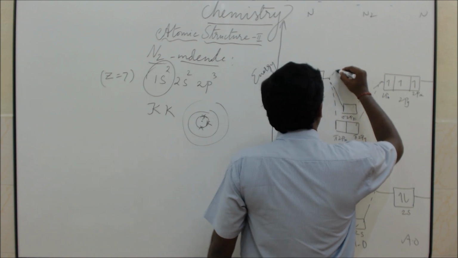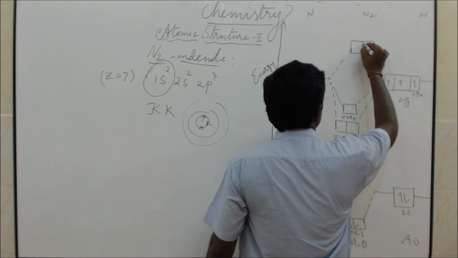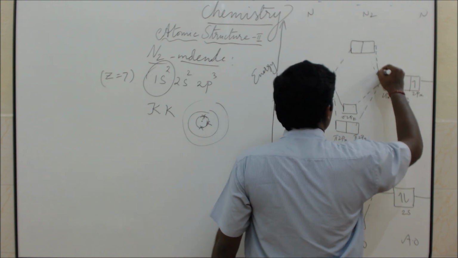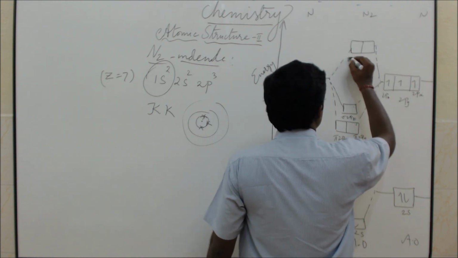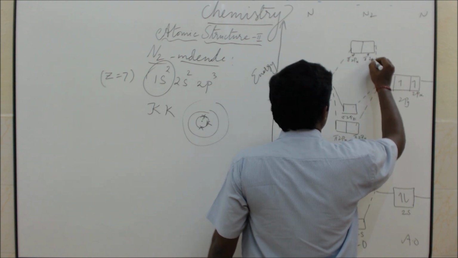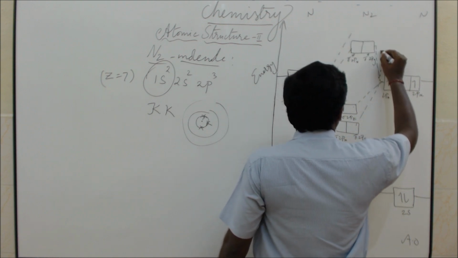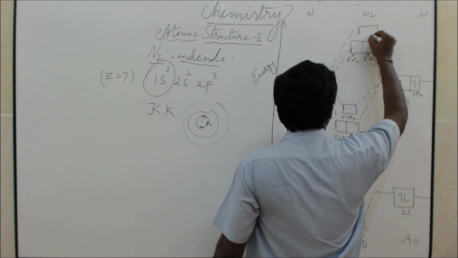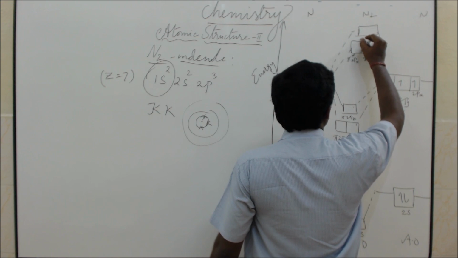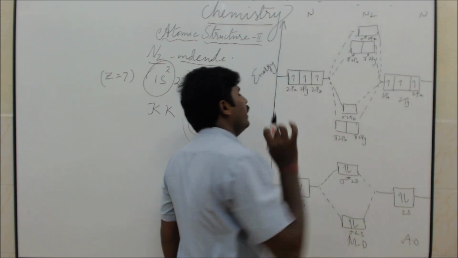The very same thing applies to the anti-bonding orbitals also. Initially 2 orbitals will come: pi star 2px and pi star 2py, then sigma star 2pz. Totally, how many electrons now?